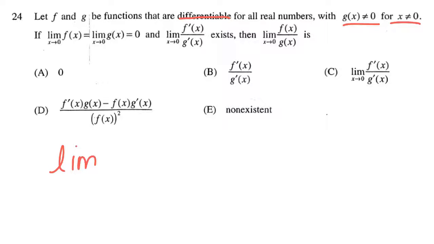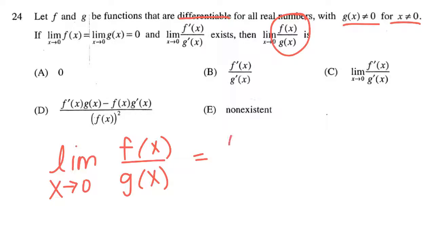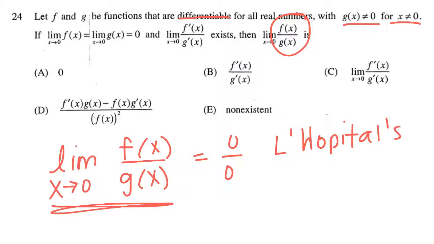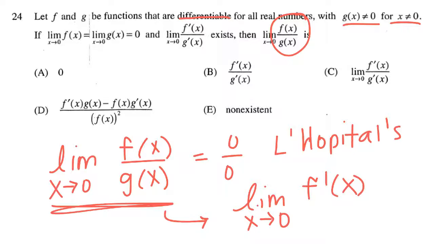We have the limit as x approaches 0, and we're wanting to find f of x over g of x. And notice that we're going to get 0 over 0. So we really are looking at L'Hopital's rule. With L'Hopital's rule, we can evaluate the value of this limit with our derivatives. So really that limit is going to be the same thing as if I take the derivative of the top over the derivative of the bottom. And notice that's going to be answer choice C.